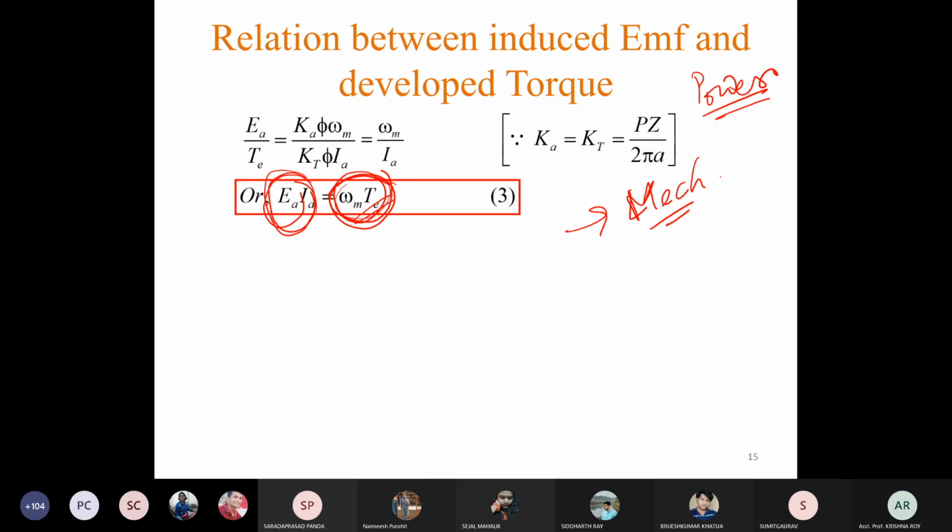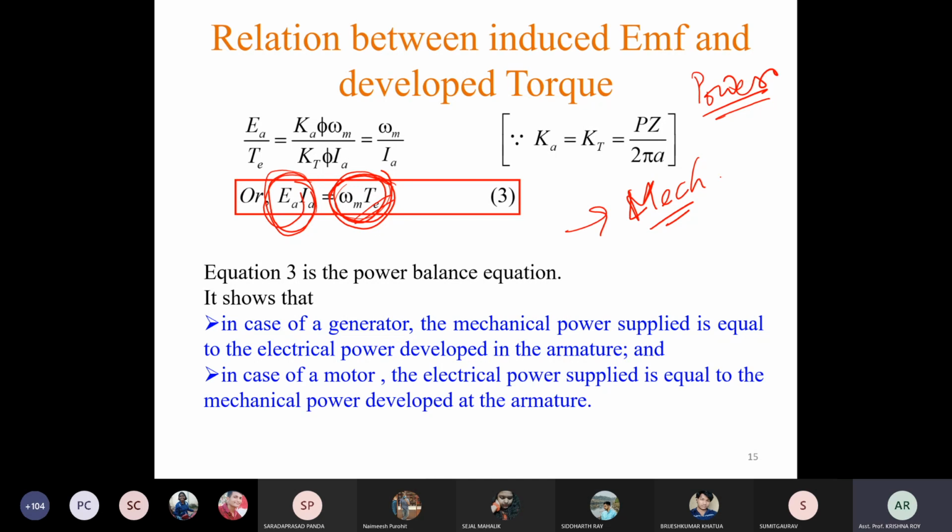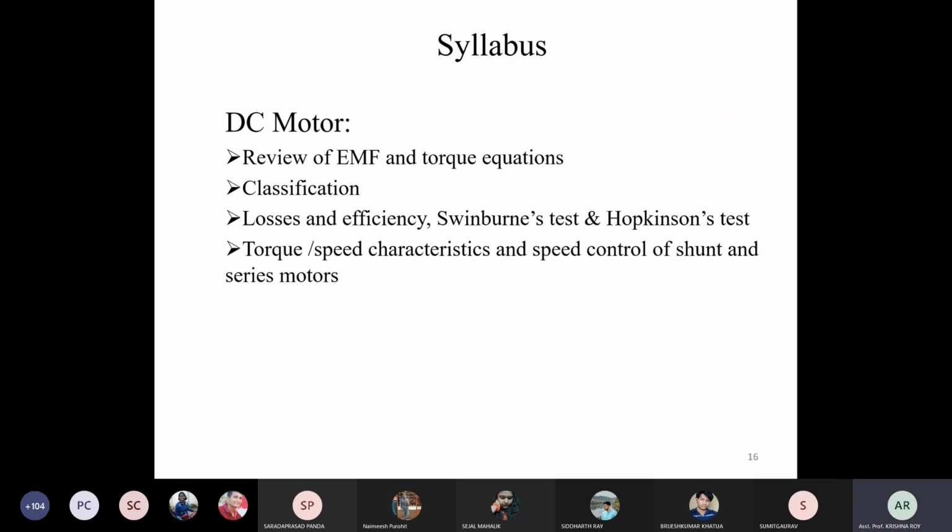Yes, sir. So equation 3 is the power balance equation. It shows that in the case of a generator, the mechanical power supplied is equal to the electrical power developed in the armature, and in the case of a motor, the electrical power supplied is equal to the mechanical power developed at the armature. Okay, that is all about this review of EMF and torque equation.